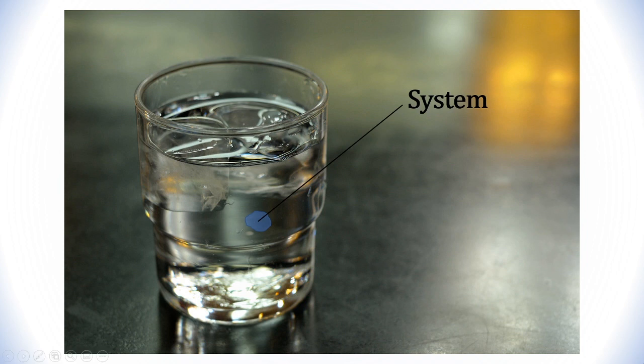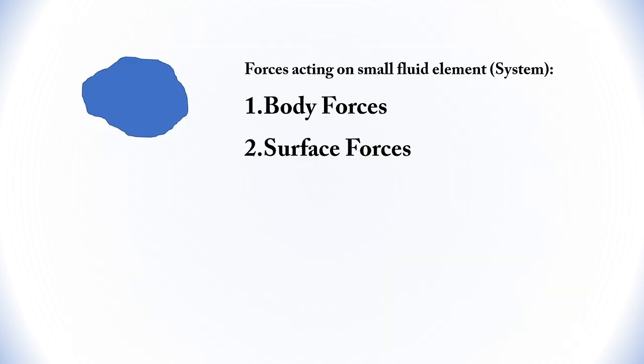Now let's analyze the forces that are acting on this small fluid element. There are two types of forces that act on this fluid element: body forces and surface forces. Body forces act on the entire volume of the system. You can think of them as forces that simply appear because of the object's existence. A common body force that we will be using is gravity. If a system has a volume and a mass, gravity will always be present. Other examples of body forces are electric forces and magnetic forces, but those are not as relevant for this class.